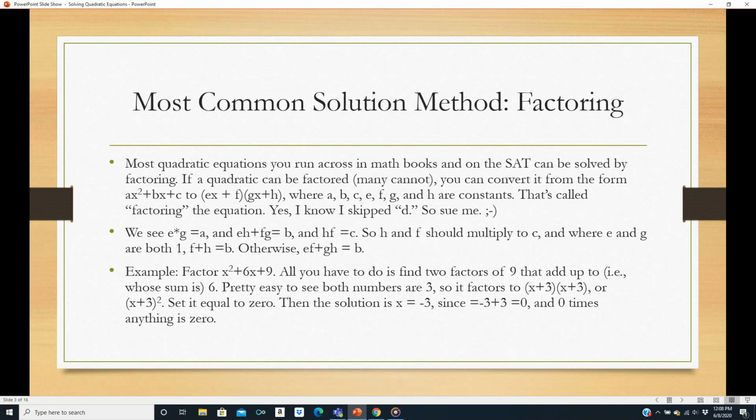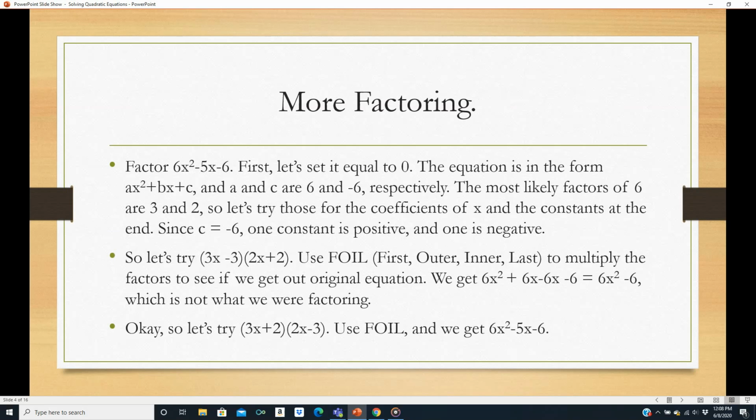If you set that equal to 0, then the solution is going to be x equals negative 3, and the reason is because negative 3 plus 3 is 0, and 0 times anything is 0. So it doesn't matter since they're both the same thing. Once you add negative 3 to 3, you get 0. It doesn't even matter what the other term is, it's going to be 0. Since they're the same, it becomes 0 times 0. So it's still 0. Alright.